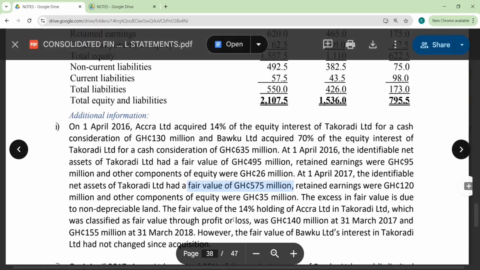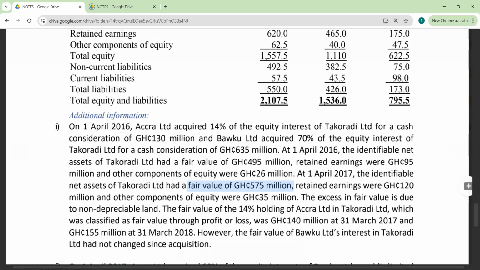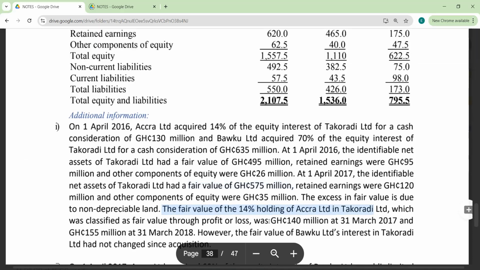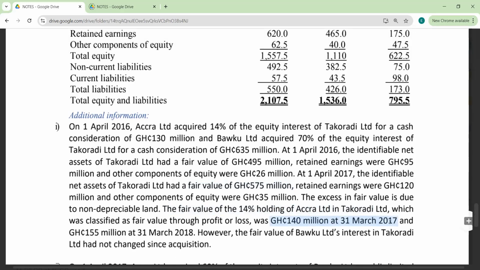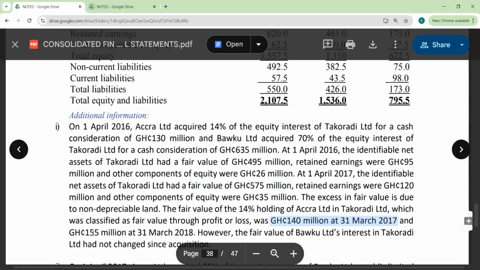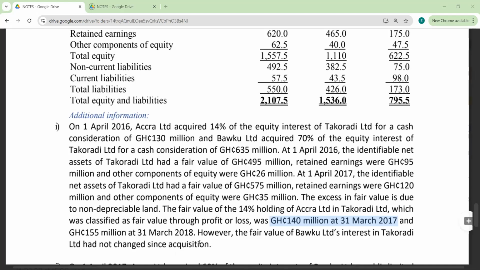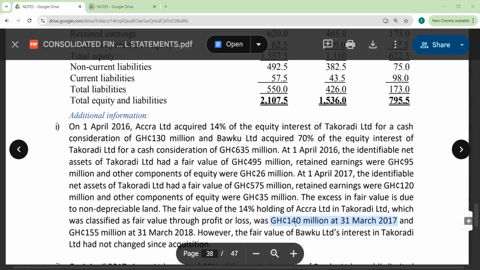They say that, in addition, the fair value of the 14% holding in Accra Limited, which was classified as fair value through P&L, was 140 at the first March. So that's what you use for your goodwill calculation. And 155 million at the first March 2018. So there's an additional fair value adjustment at the reporting date. So we'll look at it.